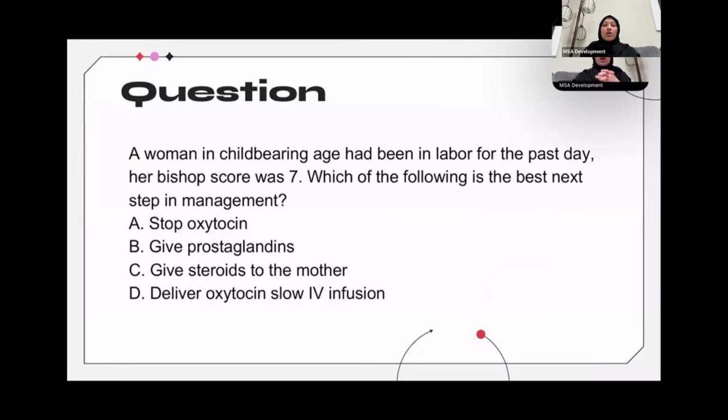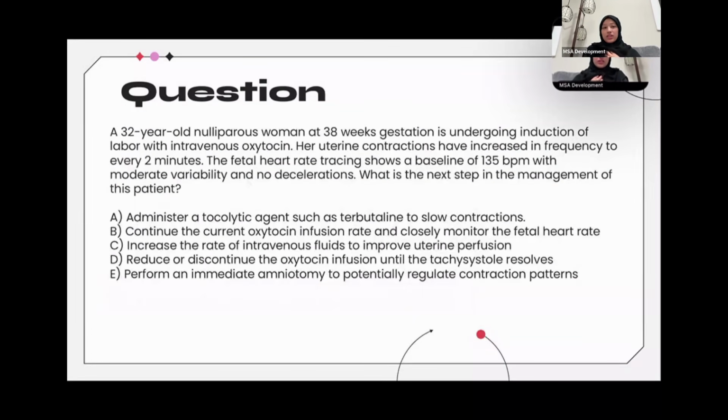Let's move to questions. A woman of childbearing age had been in labor for the past day. What is the best next step of management if the Bishop score is 7 and you want to induce labor? You can give oxytocin by slow IV infusion pump.